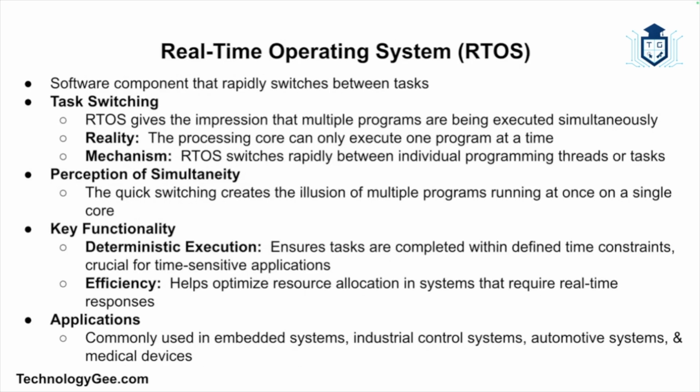All right, moving on, let's talk about real-time operating systems, or RTOS. An RTOS is a software component that rapidly switches between tasks, giving the impression that multiple programs are being executed at the same time on a single processing core. In fact, the processing core can execute only one program at any one time, and the RTOS is actually rapidly switching between individual programming threads or tasks to give the impression that multiple programs are executing simultaneously.